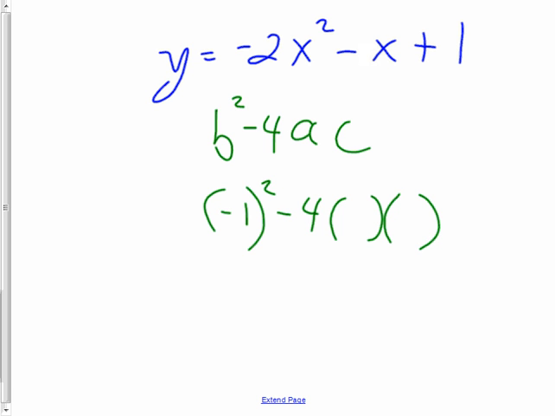B's negative 1. I hope you didn't put an x by accident. A's, B's, and C's are numbers. And A was negative 2, and C was 1. And then I actually grind it out, and this becomes positive 1. And there's 2 negatives in this, which makes the answer become positive 8. And I put it together, and I get 9.